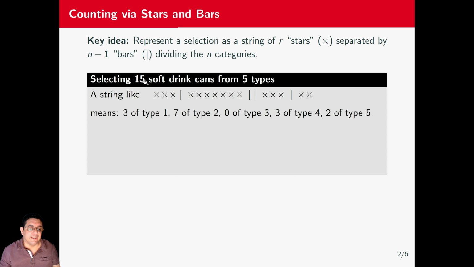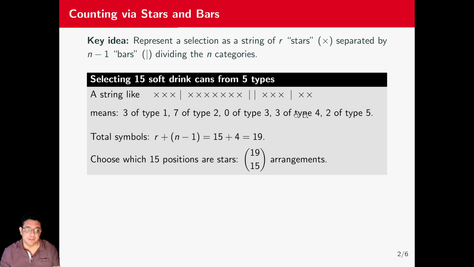Something like selecting 15 soft drink cans from 5 types will give me a string like this. We'll have 3 in the first bin, then we separate with 1 bar. Second category we'll have 7, then 1 bar. We have nothing in the third category, separated with 1 bar. Then we have 3 in the next category, 1 bar, and then we have 2 more. This means 3 of type 1, 7 of type 2, 0 of type 3, 3 of type 4, and 2 of type 5.